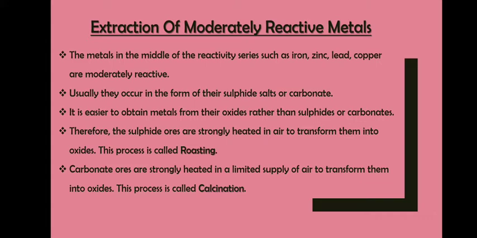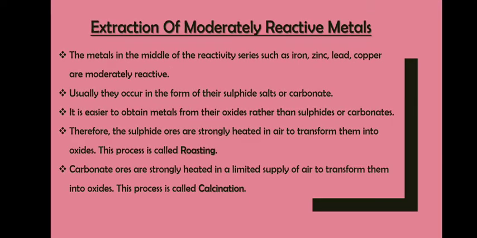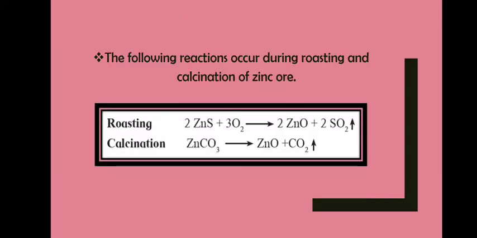Carbonate ores are strongly heated in a limited supply of air to transform them into oxides. This process is called as calcination. Okay. So the following reactions occur during roasting and calcination of zinc ore. What are the two processes? Roasting and calcination. You are taking example of zinc.